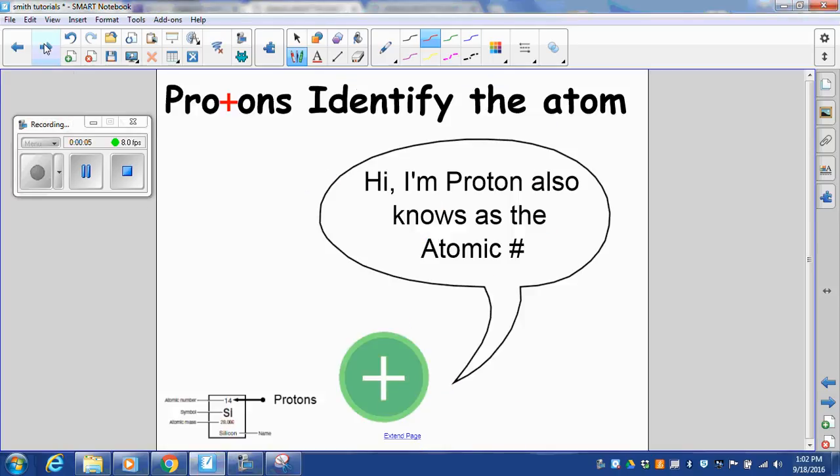This tutorial will go over how protons identify the atom. So on your periodic table you get a key. The atomic number is identified for you. So you should know that atomic number and protons, that's the same thing.